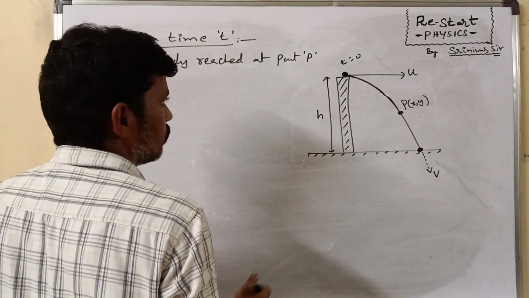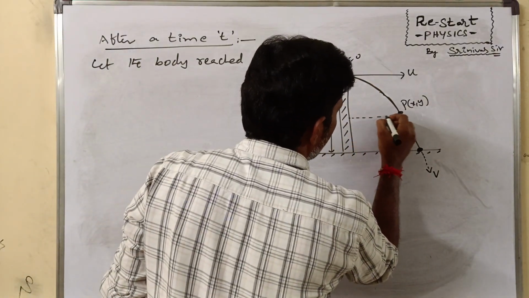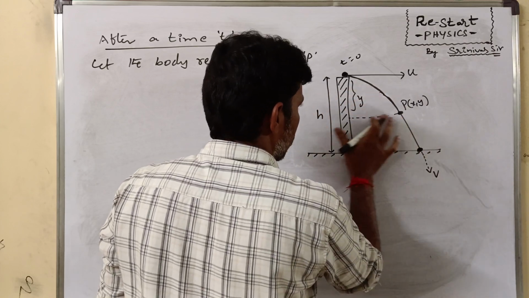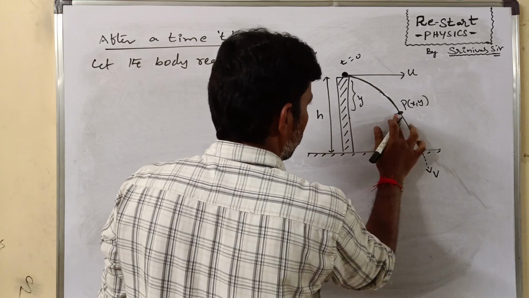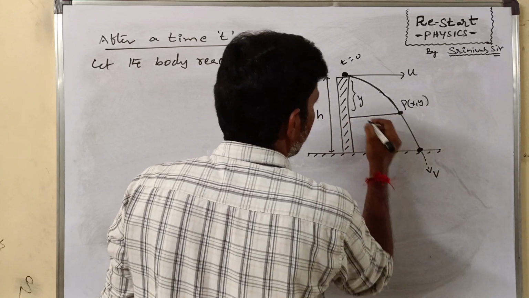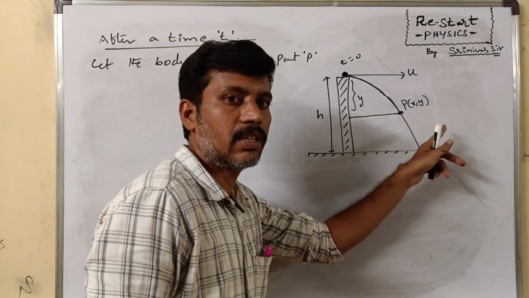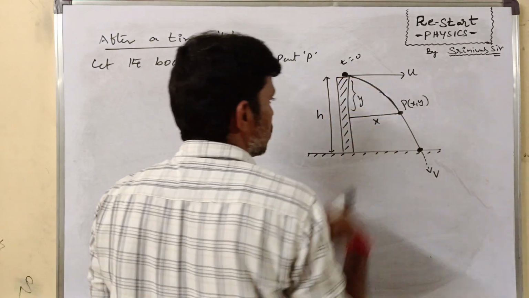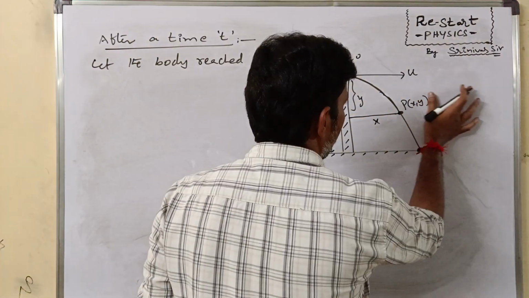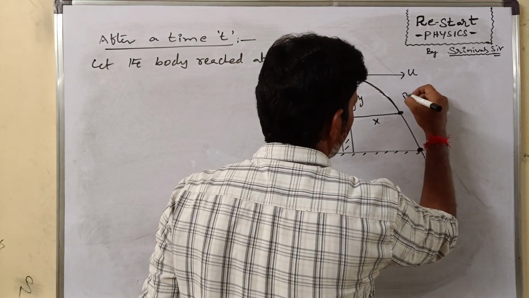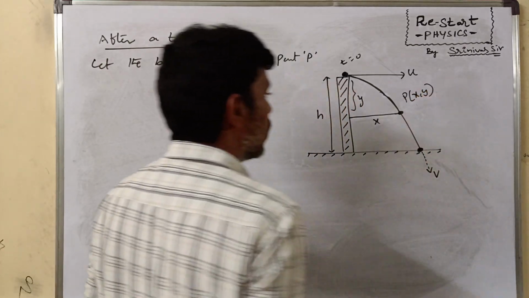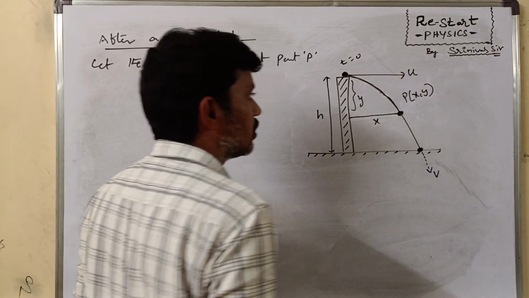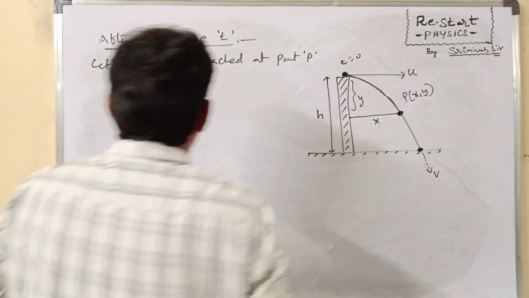Let us consider from here to here as x, and here to here as y. So horizontal coordinate x and vertical coordinate y; this is the x, this is the y coordinate, and it is the point P of x comma y. After some time the body is at this point. Then here we analyze the equation of the path and velocity of the path.